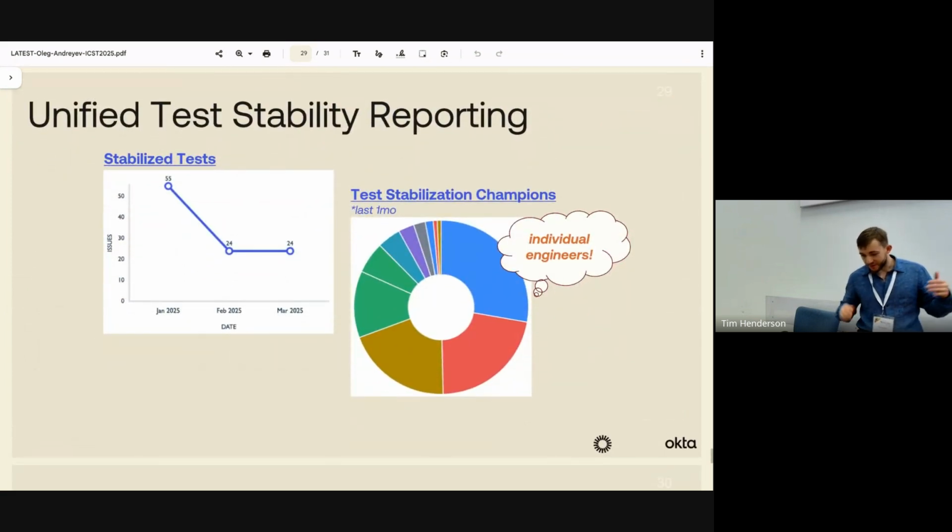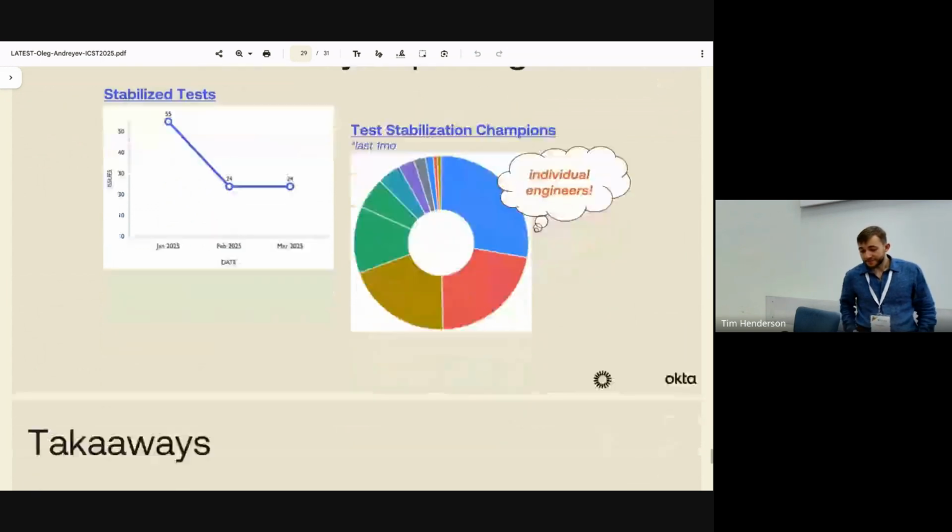And then obviously, let's look at the tests that get stabilized. What rates are they? And the individual engineers. Three engineers make up 3/4 of the fixes. I mean, some of them are on this project, but not many. So are they particularly interested in this? Are they really good at fixing this? What's up with that? Next slide.